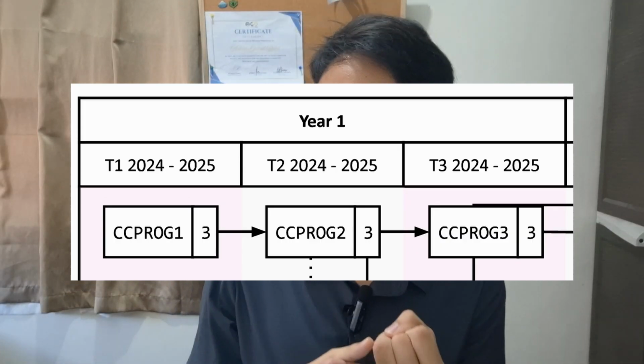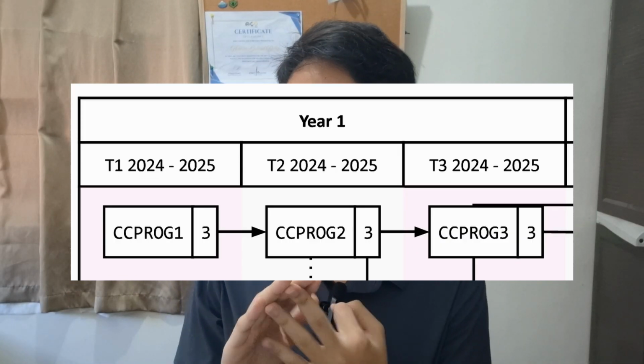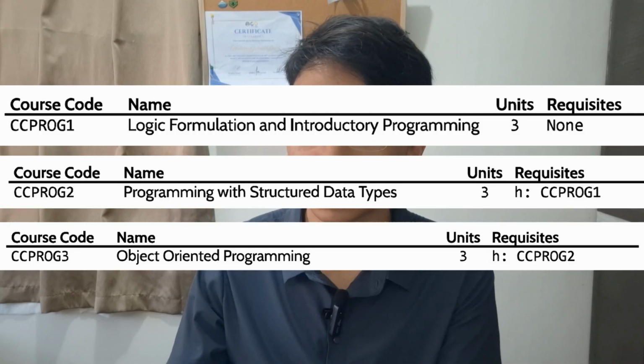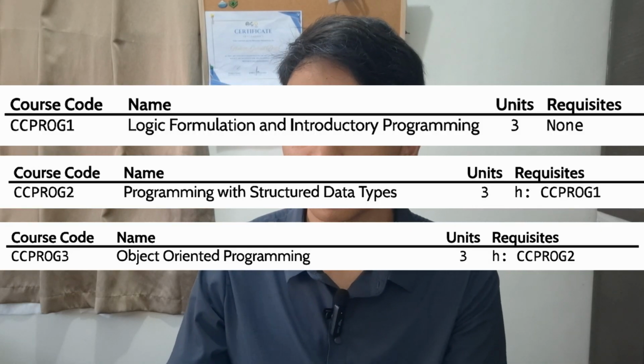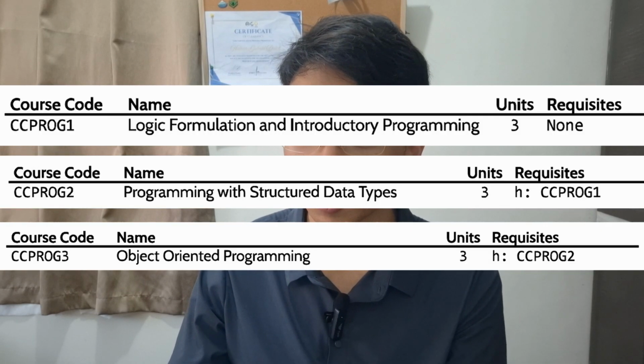So let's talk about academics, the meat and potatoes of your stay in the university. So what subjects will you be taking exactly in your first 3 terms? Firstly, you will encounter what we call colloquially as the Prog series, or CC Prog 1, CC Prog 2, and CC Prog 3 in that order. These subjects cover logic formulation and introductory programming, programming with structured data types, and object-oriented programming.